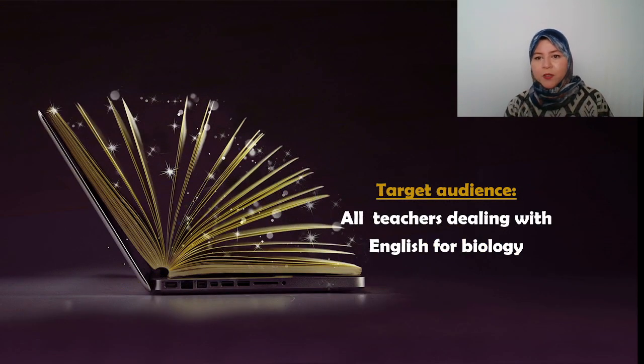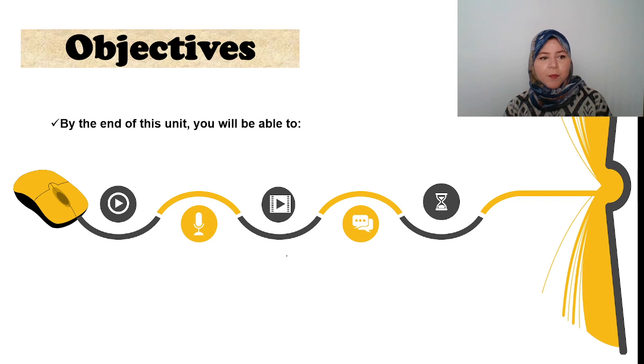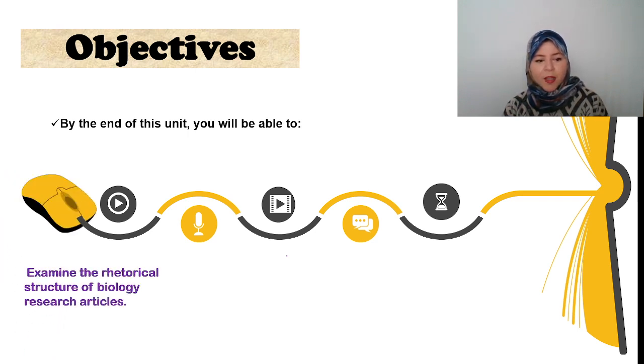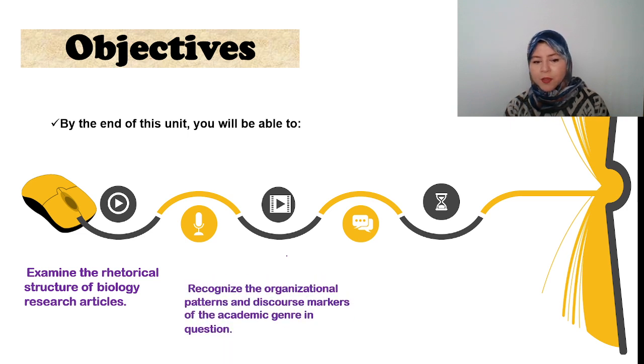As you know, this course is targeted to all teachers dealing with English for biology. By the end of this unit, you will be able to examine the rhetorical structure of biology research articles, recognize the organizational patterns and discourse markers of the academic genre in question, and analyze the information expressed in a critical way.